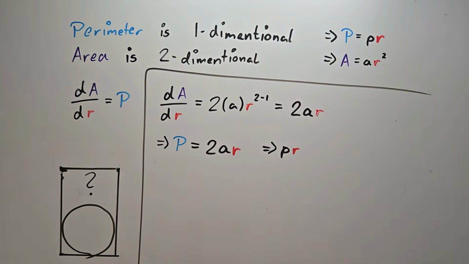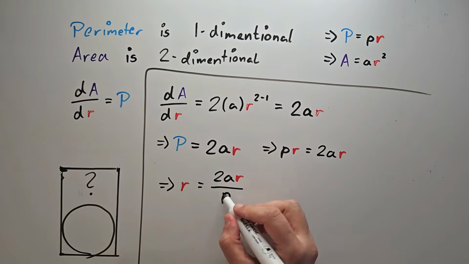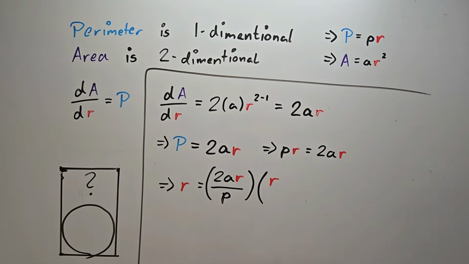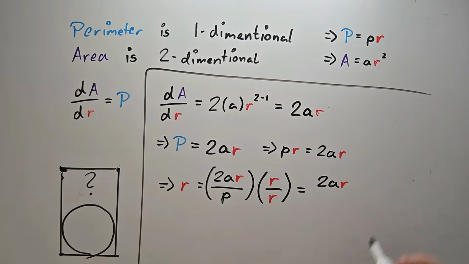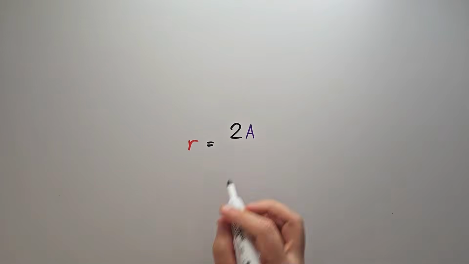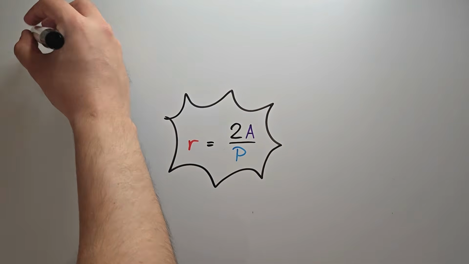By substitution, we get that pr is equal to 2ar. Thus r is equal to 2ar over p. Multiplying both the top and the bottom by r, we get that r is equal to 2ar squared over pr, which is 2 times the area divided by the perimeter. Thus we have found a general formula for the radius of a 2D shape. Let's see if this formula works.